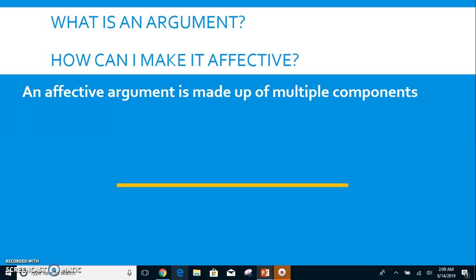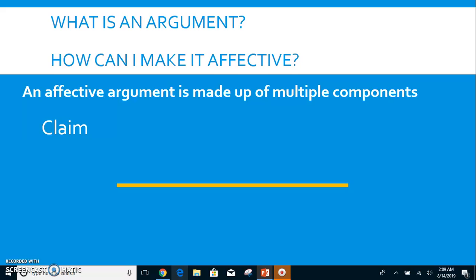And so an argument in general is made up of multiple components, and they have to go in a specific order. And there are some that don't fit the order, but they're very important to have. So an effective argument is made up of a lot of things.